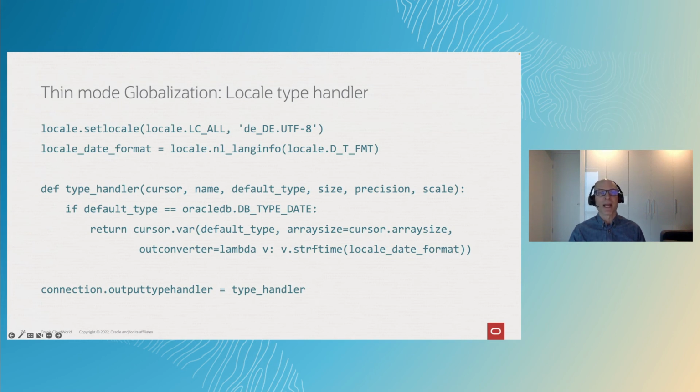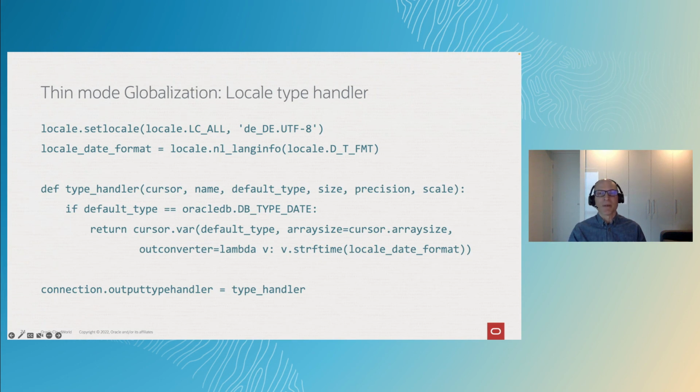And the type handler maps any dates. If it sees a date, you can see DB type date, it maps any of those dates into that format using an out converter with a string format time. This example changes all dates returned by select calls.